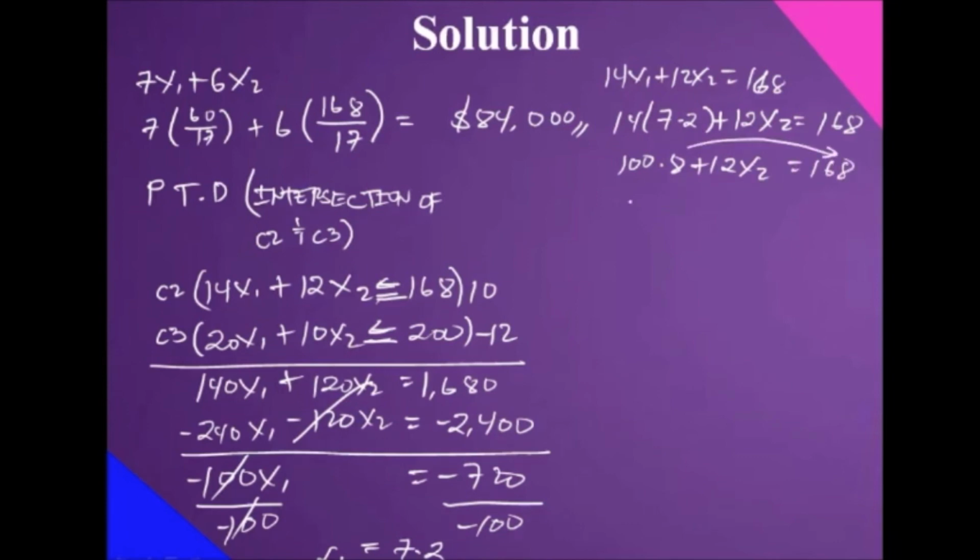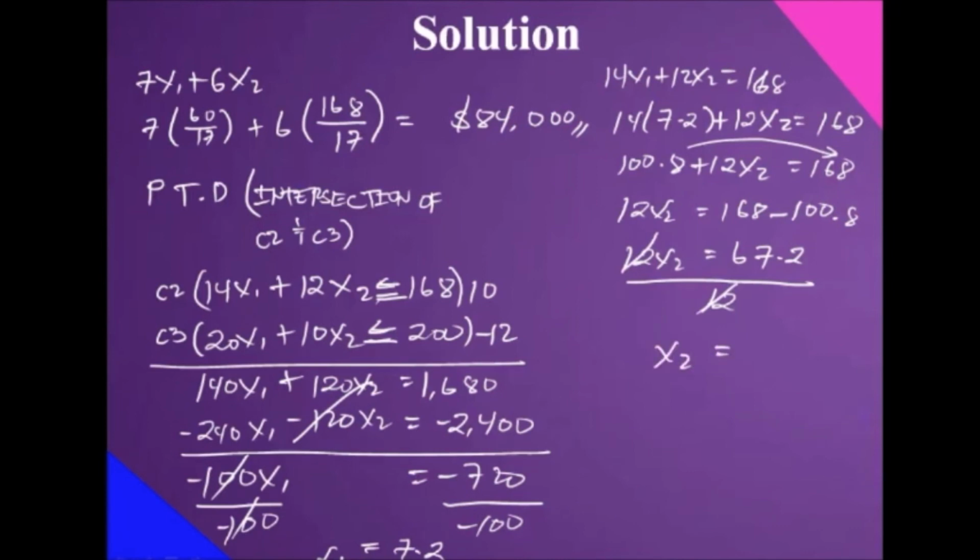Lipat sa kabila. We have 12 x sub 2, 168 minus 100.8. 12x sub 2 equals, magkakaroon tayo ng 67.2 if you perform sa calcu. Divide natin pareho sa 12 to get the value of x sub 2. And it will give us a value of 5.6. Meaning, ang point D natin is 7.2 and 5.6. Ayan yung coordinate pair natin.